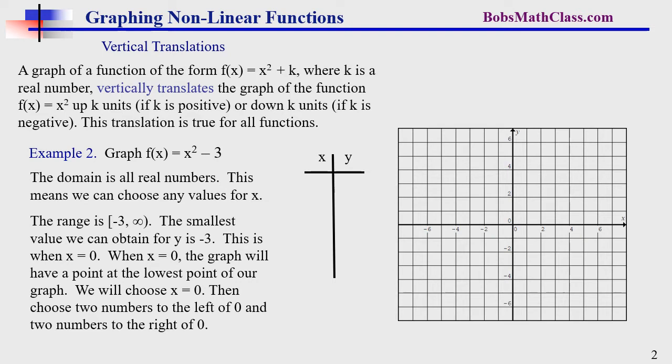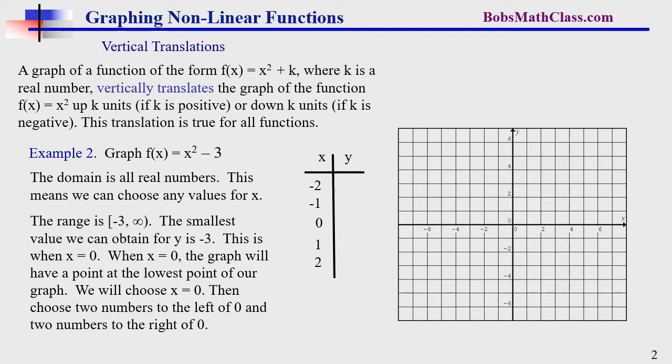So the lowest point will still be when x is 0. So again, the same thing. Now it's not always going to be 0 that we start with, but we'll get to that in the next example. So again, 0 in the middle, 2 to the left, 2 to the right. And then plug each of those into the function and work it out. Remember to pause the video and work it out. Come back when you're ready.